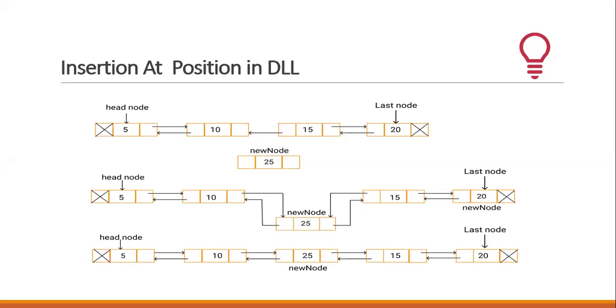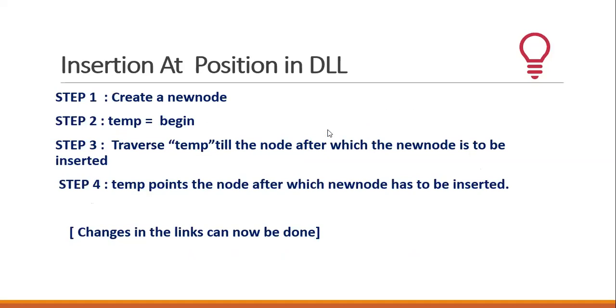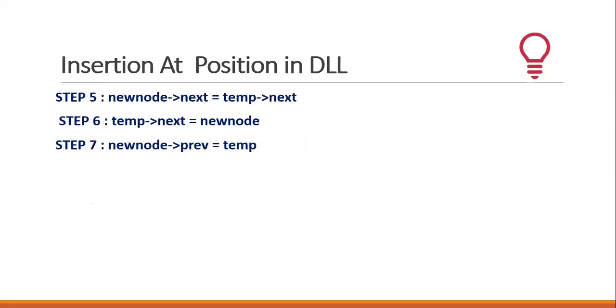So temp is our 10, and the new node is our 25. What is temp of next as of now? It is 15. Because temp has already started pointing to the node after which we want to insert, we can now make the changes in the link. So what is the very first change in the link? Very, very important: new node of next is equal to temp of next.